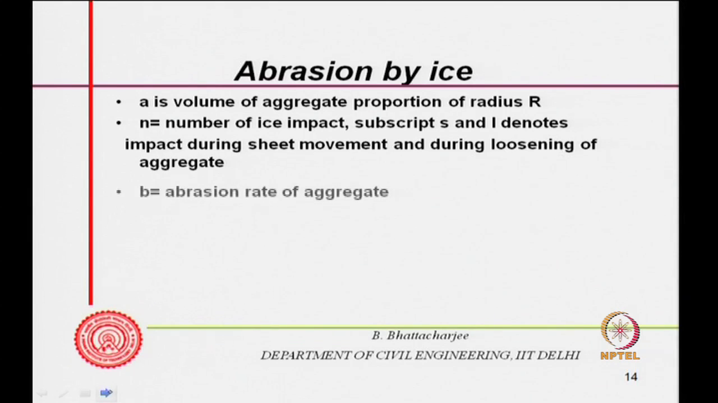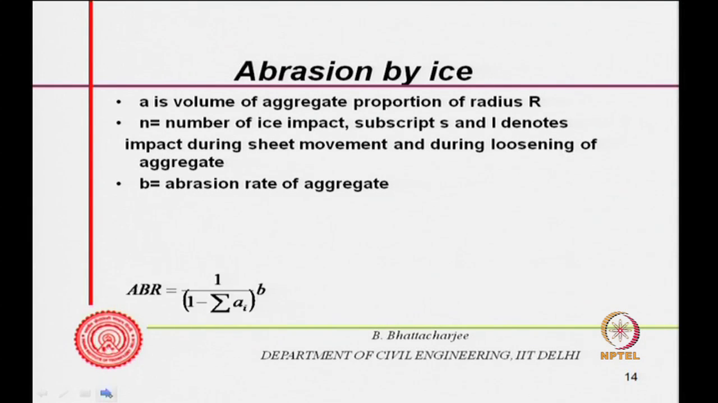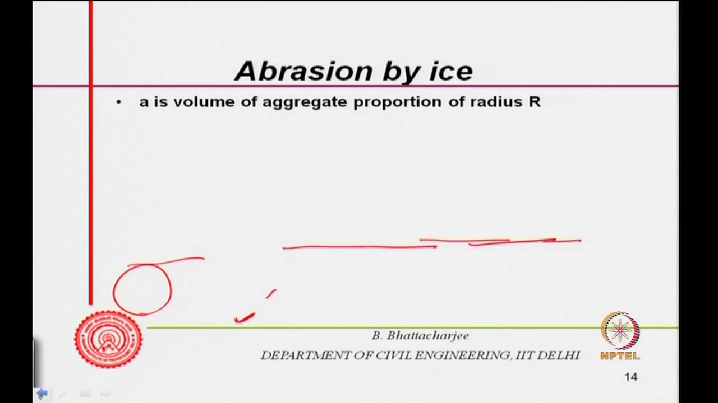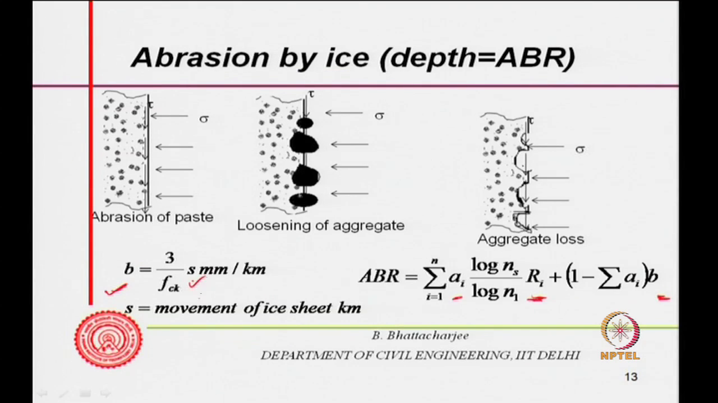S is the kilometer movement of the ice, B is the abrasion rate of aggregate, and ABR is given by this formula. When the bond between aggregate and cement has disintegrated under freeze-thaw action, ABR could be one part. This was the earlier formula, and this is the case when the bond between cement and aggregate has already deteriorated under freeze-thaw action. So, the previous one was for when there is no freeze-thaw action. But once freeze-thaw action has occurred, the depth of abrasion is given by this equation, which is more simple. A stands for the volume proportion of the aggregate of ith size, and B is of course related to strength, 3.3 divided by strength.